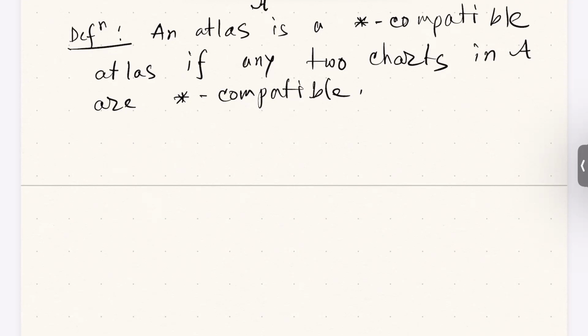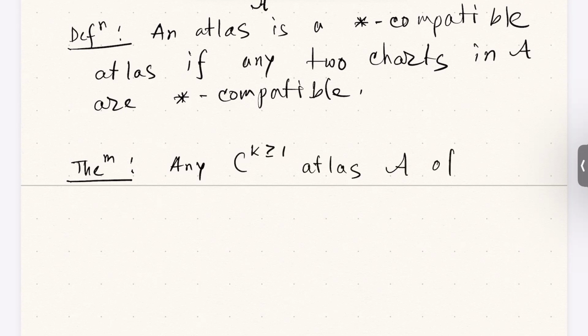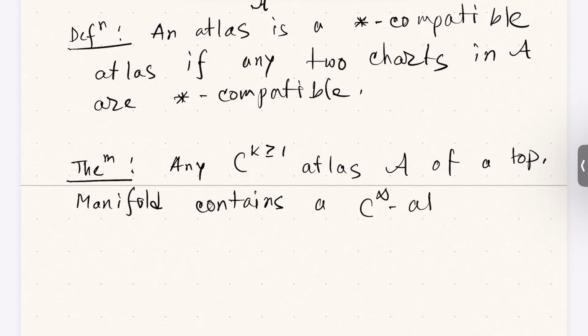There is a nice theorem, and the statement of this theorem is: any C^k, k greater or equal to 1, atlas A of a topological manifold contains a C infinity atlas.